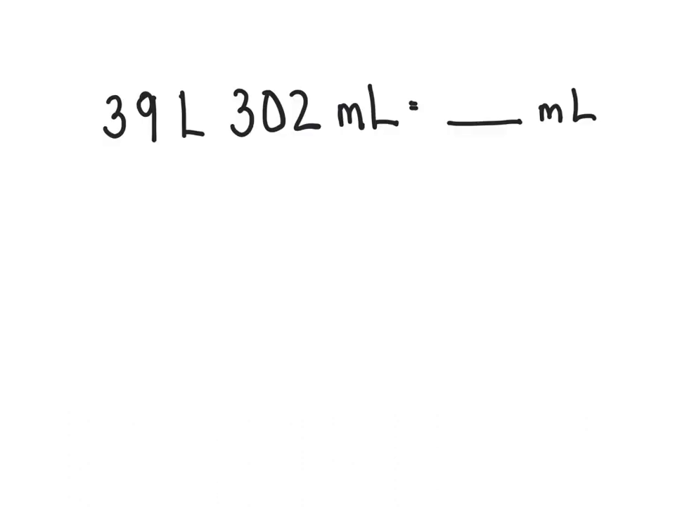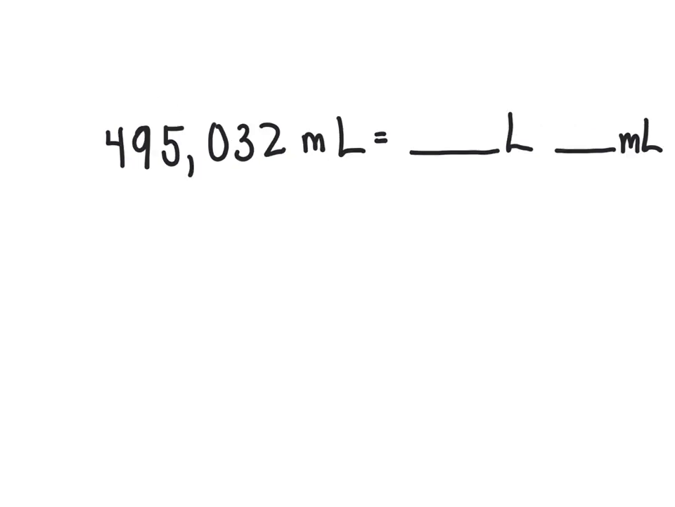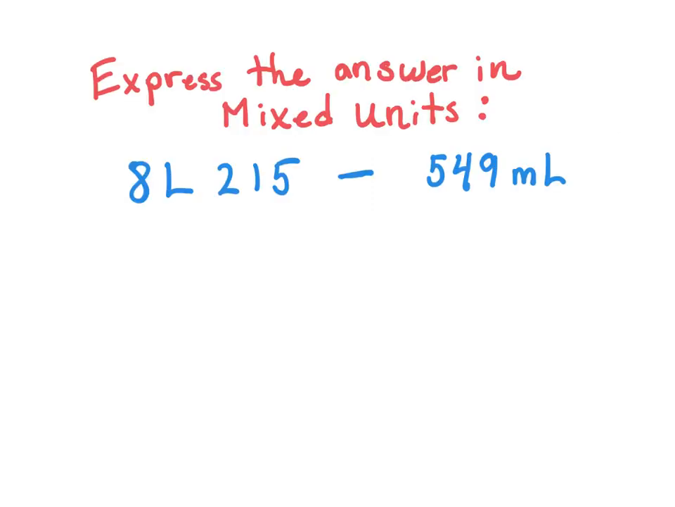Okay, first problem tonight. Please convert 39 liters, 302 milliliters to how many milliliters? Next one. 495,032 milliliters is equal to how many liters? And then how much is left over in the milliliters? Express the answer in mixed units. So we can have this in liters and in milliliters. And what do we get when we subtract these two amounts?